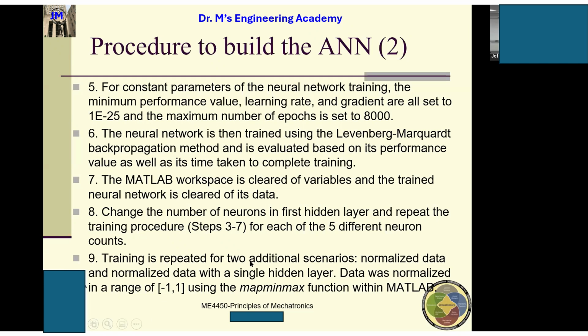The training is repeated for 2 additional scenarios: normalized data, and normalized data with the single hidden layer. The data is normalized in a range of -1 to 1, using the max function within MATLAB. So given one input data, you must normalize it. Why do I want you to normalize it? Because if you use normalized input and output, you can finish training your ANN much faster, right?